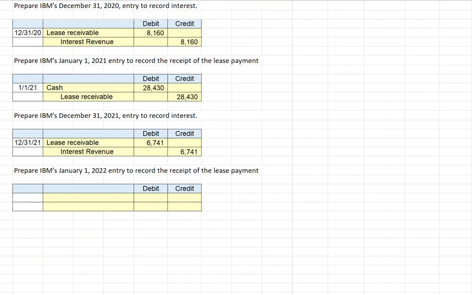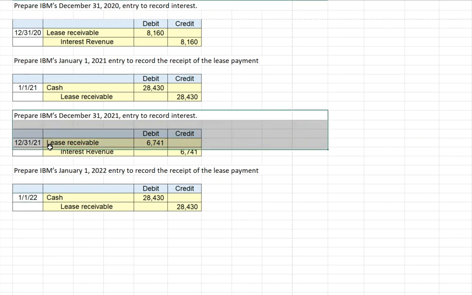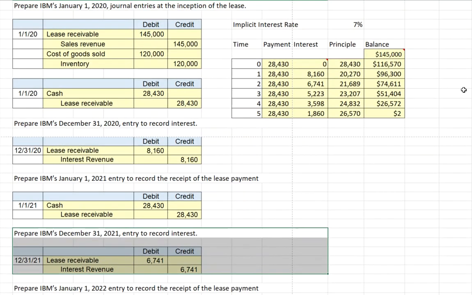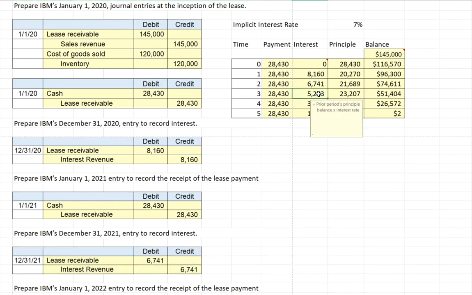Finally, let's record the receipt of a cash payment on our lease once again, this time on January 1, 2022. We get $28,430 in cash and credit the receivable for $28,430 as well. And again, that entry is on January 1, 2022. On December 31st, 2022, we will again report lease receivable and interest revenue, and those, of course, would simply be picked up from the third period on our amortization table.